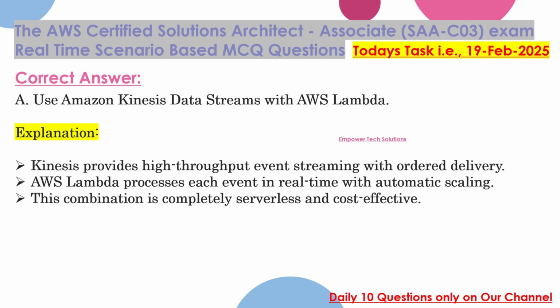Correct answer: A. Use Amazon Kinesis data streams with AWS Lambda. Explanation: Kinesis provides high-throughput event streaming with ordered delivery. AWS Lambda processes each event in real time with automatic scaling. This combination is completely serverless and cost-effective.